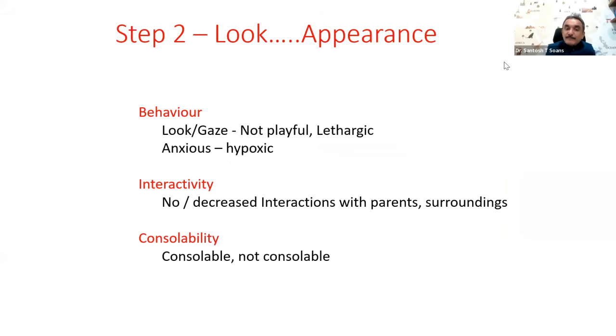So next is what? Look and appearance, behavior. Look at the gaze. You saw that gaze. He was not playful. He was lethargic. And sometimes what happens is a child who's in shock, he's hypoxic. That is the time when they're agitated, anxious. He'll lie down, again get up and look around, anxious. And interactivity. Usually when a normal child comes, he is so interactive with the parents and surroundings. He always likes your toys around and he likes to see around because children are very inquisitive. So in a sick child, there will be decreased interaction with the surroundings.